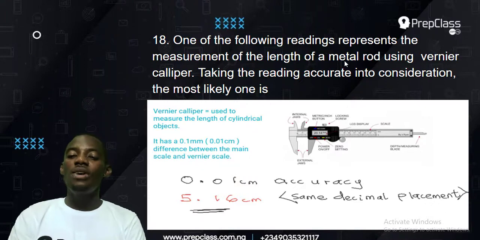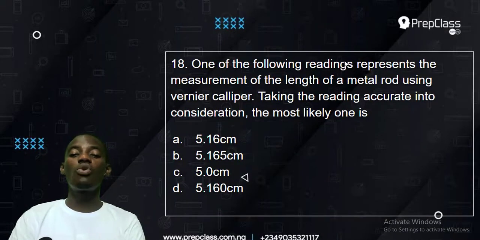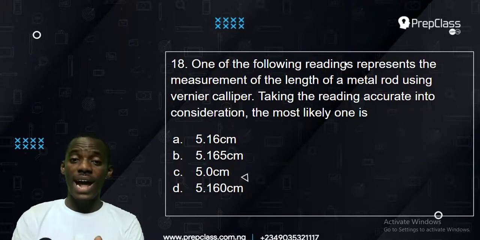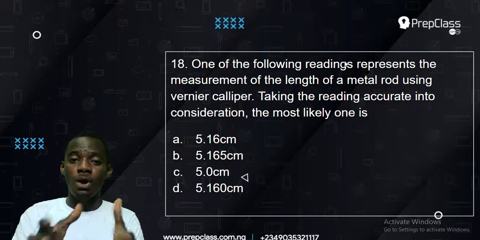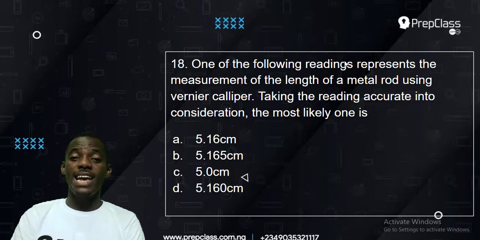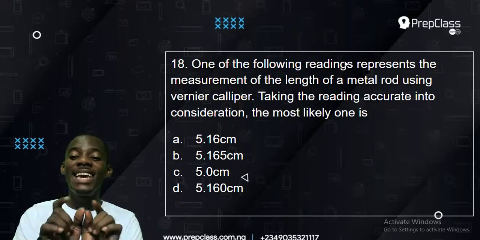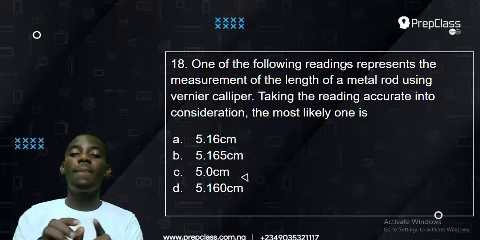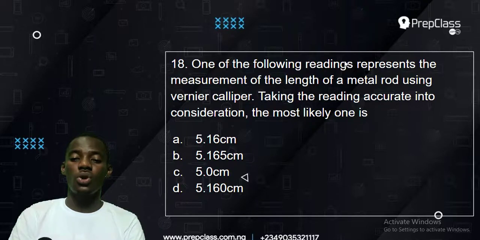So now looking at the options, we have 0.01 centimeter accuracy. Which of them has the same decimal placement as that? Option A has 5.13, 5.16. They have the same amount of decimal places. So that means option A is the correct answer, because it is well arranged the way the answer of a caliper should be. But option B doesn't have that same structure.